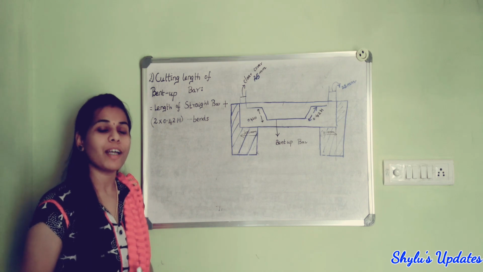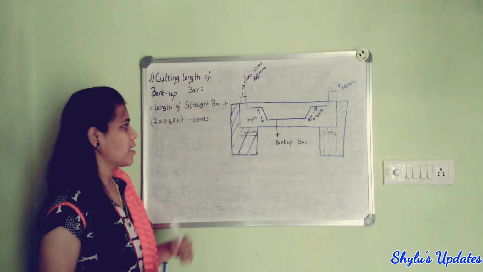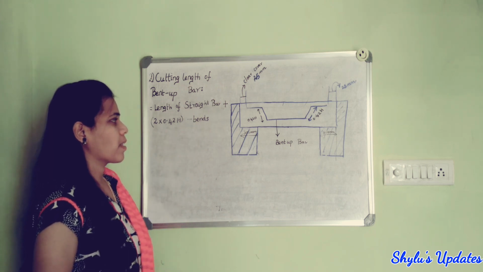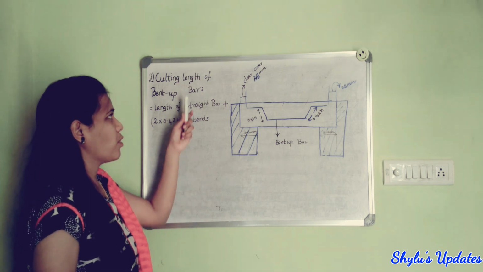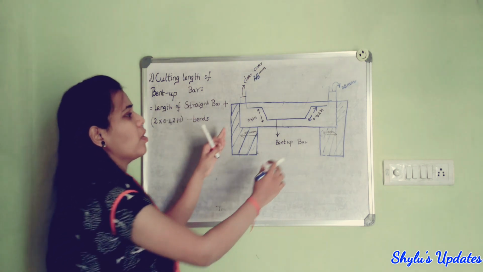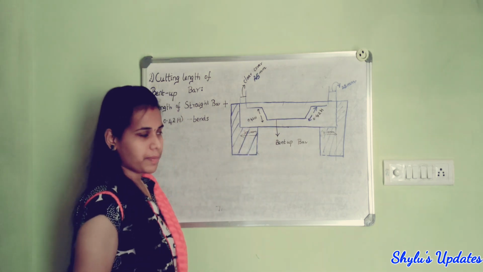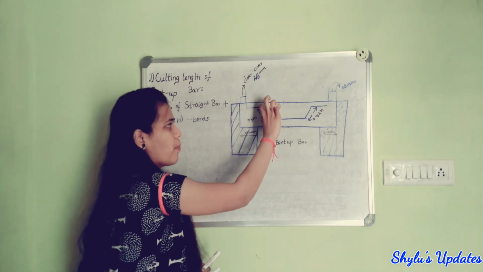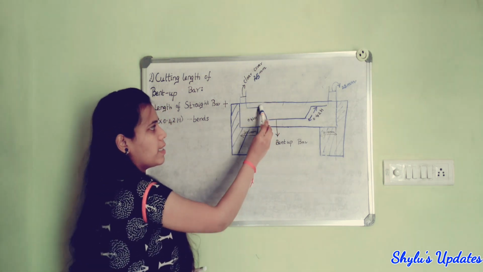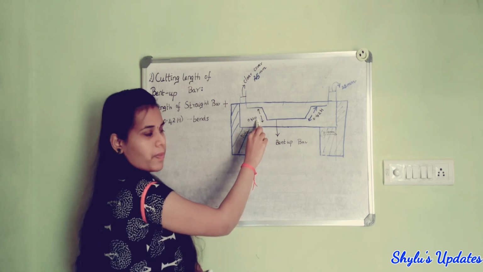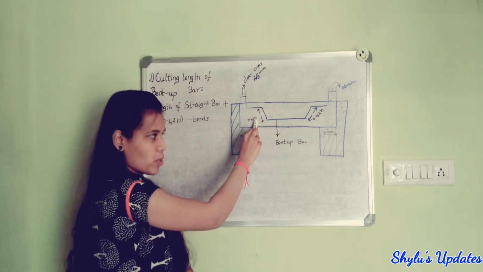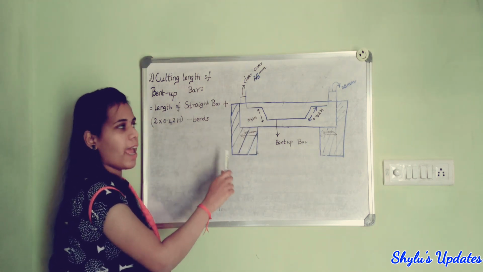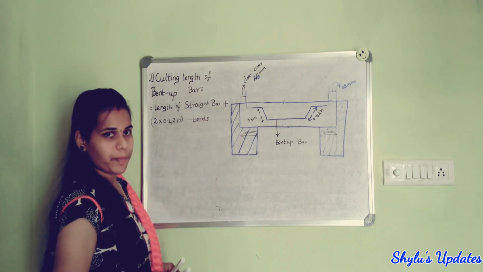The formula to find out the cutting length of bend up bar is length of straight bar plus 2 into 0.42 into h minus bends. So how did this formula come? We have to consider the length of straight bar plus 2 into 0.42 into h. So this length is 0.42 h. We have to find this h value also. Then minus bends. If we find this, we get the answer for cutting length of bend up bar.